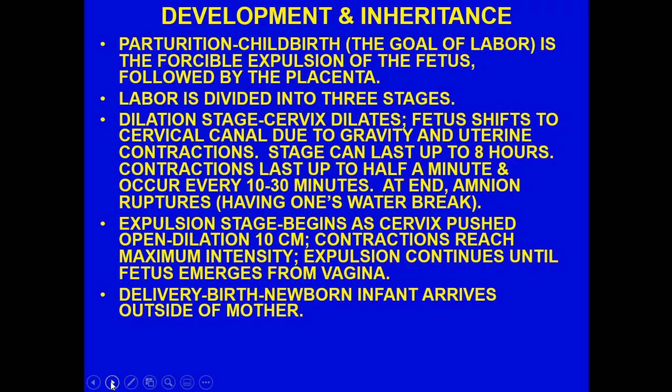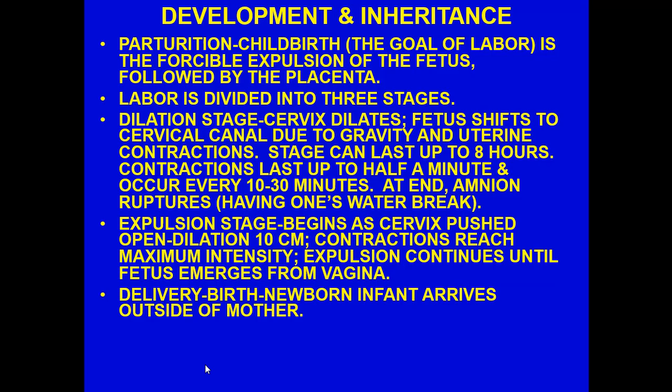This is where we get into the steps of labor and birth. When we talk about parturition, that's the term for childbirth, the goal of labor. It's the forcible expulsion of the fetus followed by the placenta. Now, labor is divided into three stages: dilation stage, expulsion stage, placental stage. Let's talk about dilation first. The cervix is going to dilate. The fetus shifts to the cervical canal. Now, this is both due to gravity and uterine contractions. Now, this stage can last up to 8 hours.